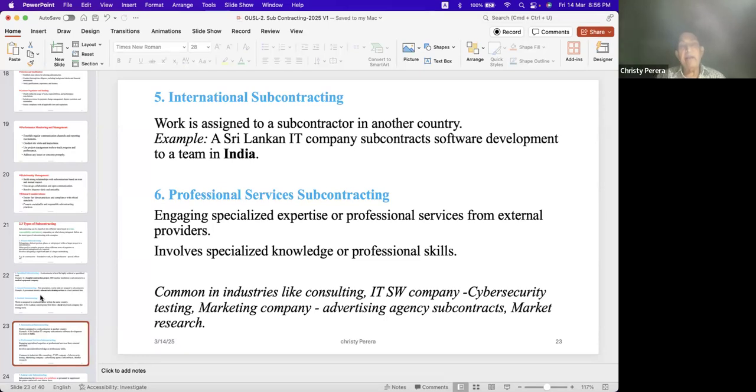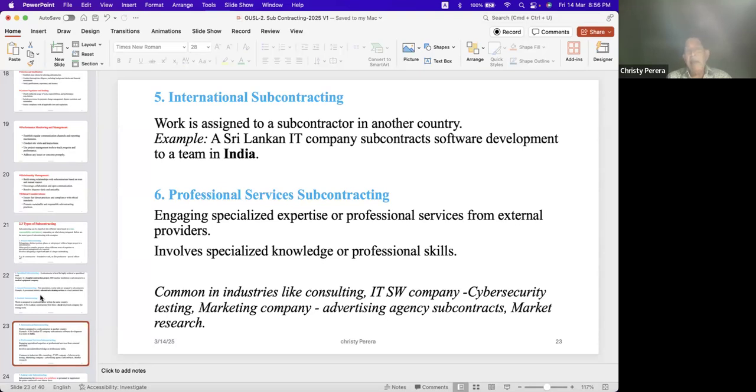Professional services subcontracting, there's nothing to explain, involves specialized knowledge or professional skills. Common in industries like consulting, IT software companies, cyber security testing, marketing companies. For example, an IT software company will give a subcontract for cyber security testing. So it's a specialized area.